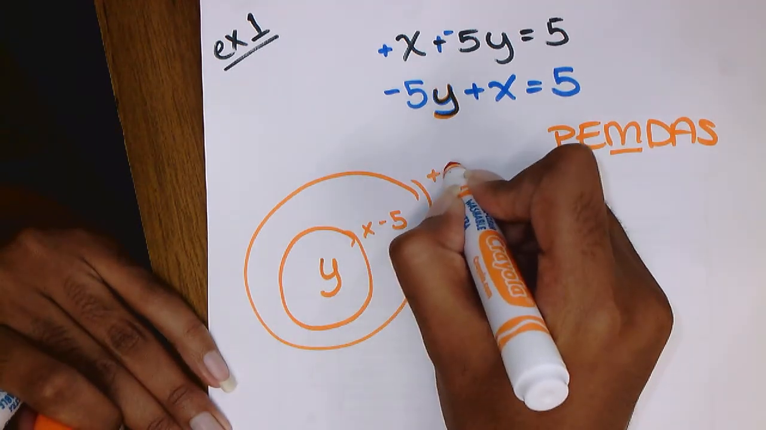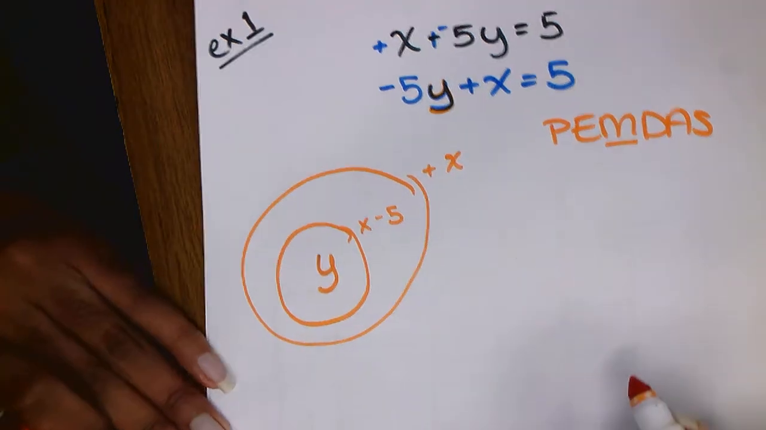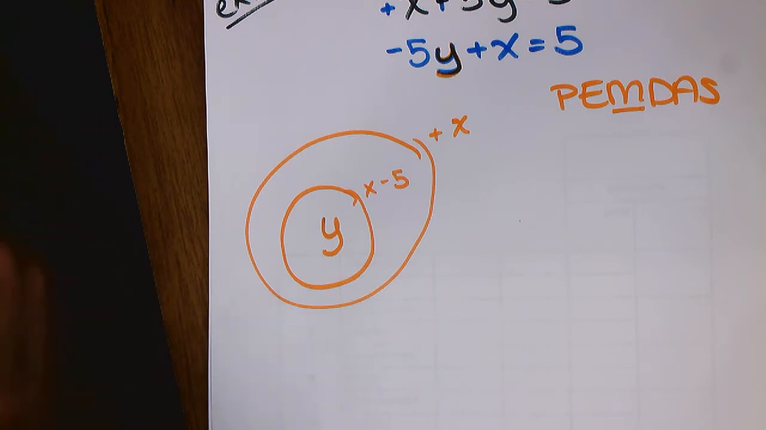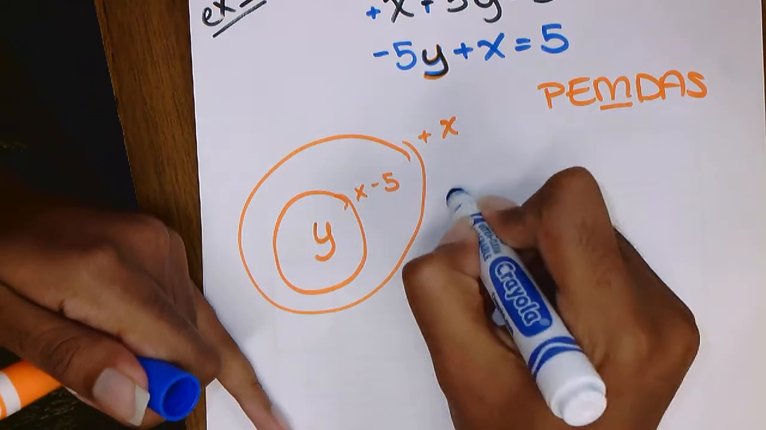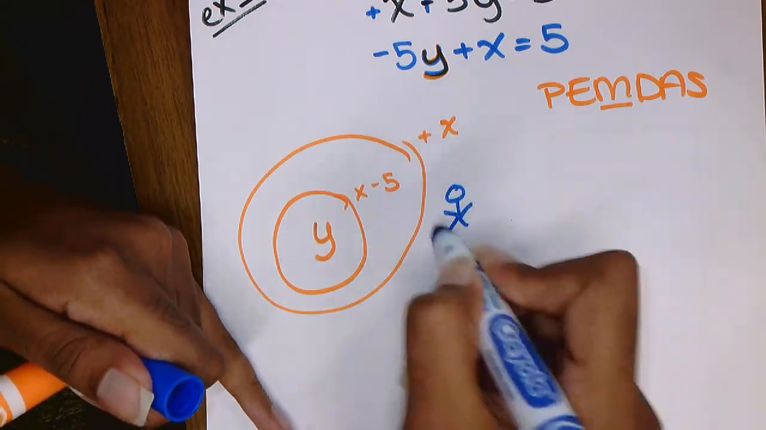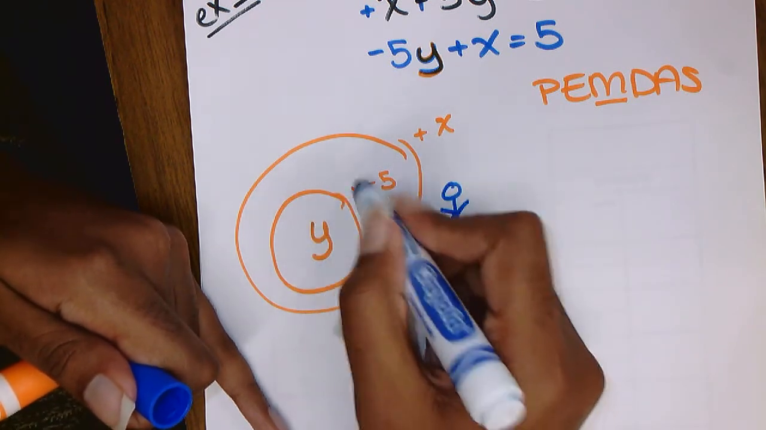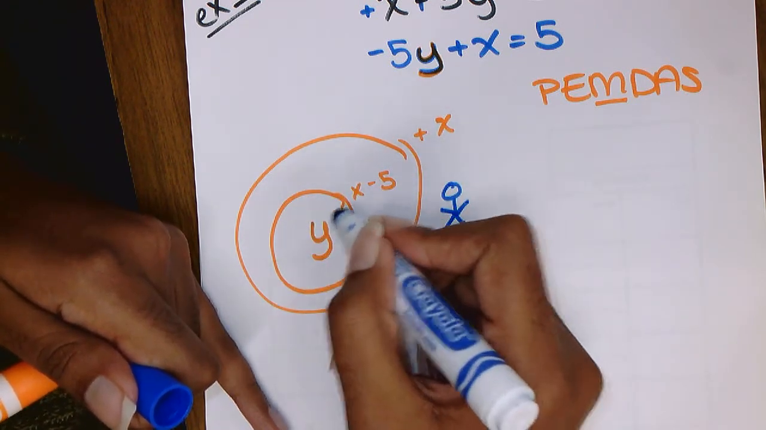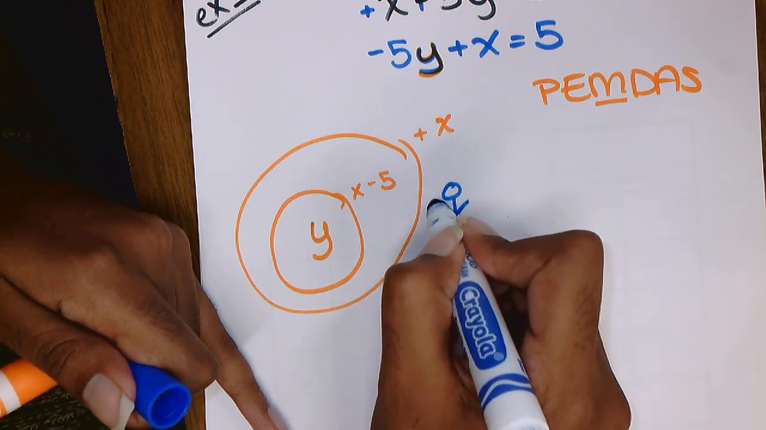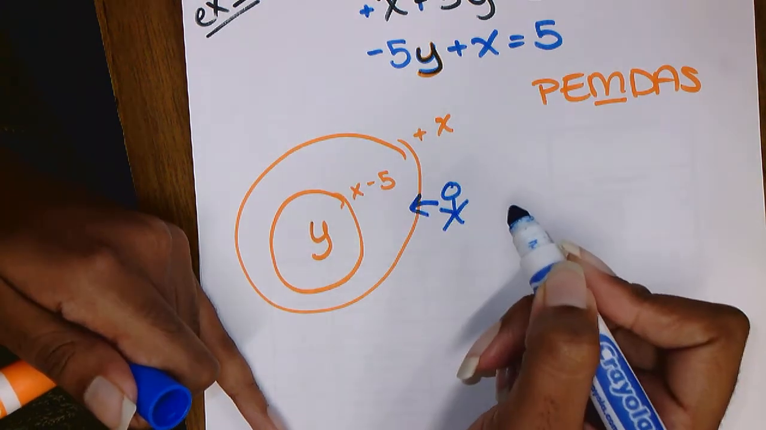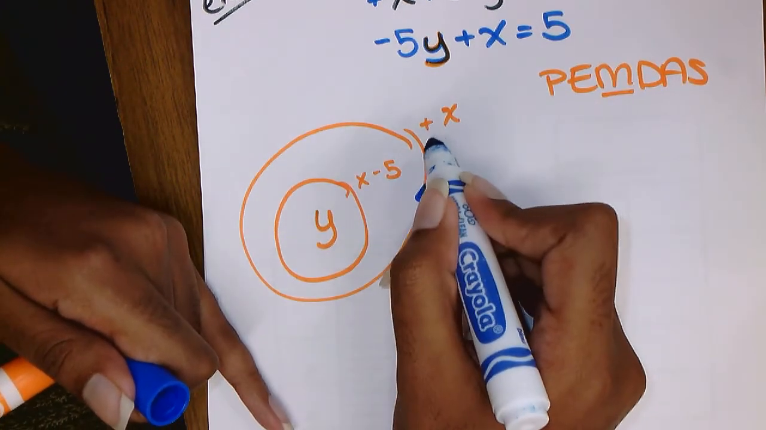Next thing you do is add x. In order to undo that, I imagine that I'm a person on the outside. These are all barriers. I'm a person on the outside, and I'm trying to get to my y, but I have these two barriers: this plus x and this multiplying by negative 5. In order to get to my y, I need to break down this first barrier. So the first barrier is adding x.